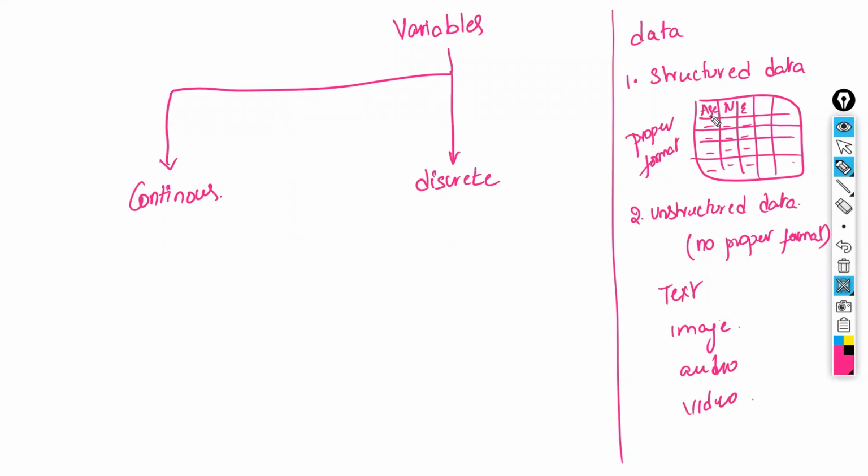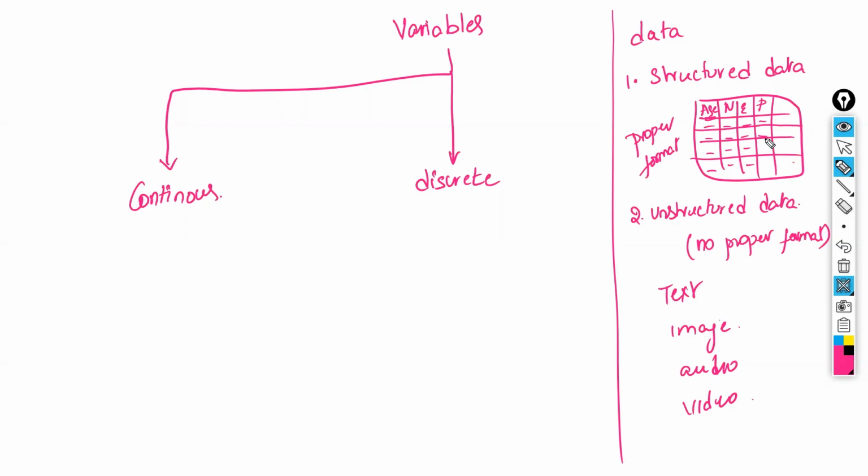Whereas in structured data, if there is an age column, only age should be there. If there is a phone number column, only phone numbers should be in that column. You can't write the phone number in another column. You have to write it in that column only. That is the rule. Then it is called structured data. If there is a rule and a proper format is available, it is called structured data.